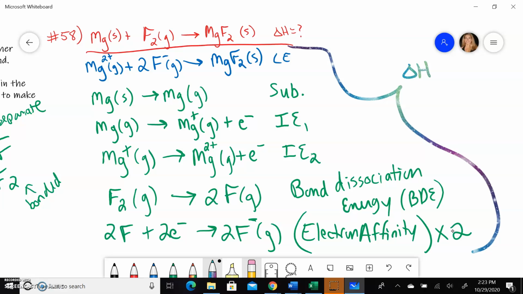And then, like I said, you just add up everything, including the lattice energy, and that will give you the delta H. There are a few of these practice problems that I want you to try by yourself in the progress check. And if you can't get the right answer, I'll go through and write out all these reactions for each of those during our live session.